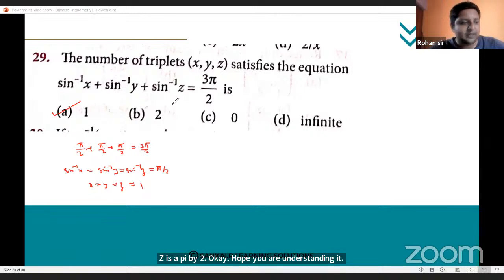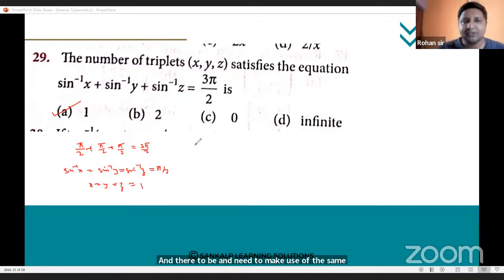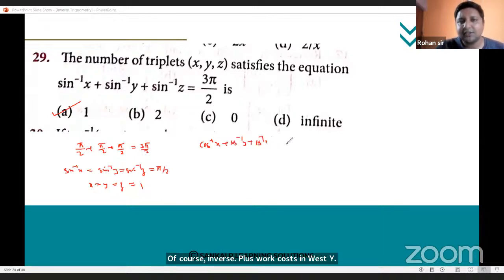Again, there is a similar question, I think in question 34 or 35, asked in terms of cos⁻¹, where you need to make use of the same result. There the question is cos⁻¹x + cos⁻¹y + cos⁻¹z = 3π. So instead of 3π/2, 3π is given. We can consider this as π, π and π, so instead of getting 1, we will get −1 as the answer.